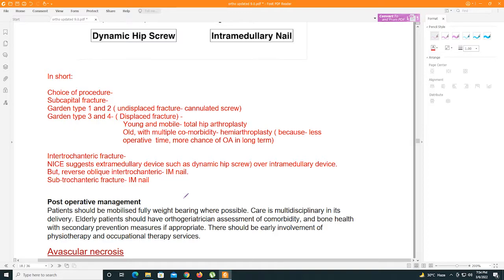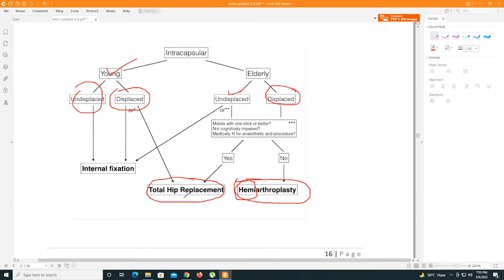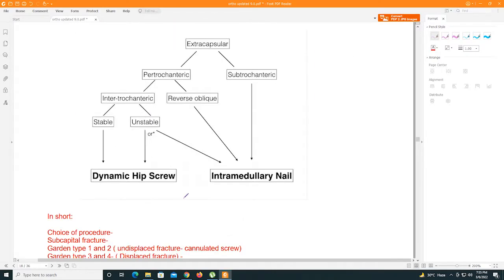So lastly, I tried to keep the video within 5 minutes, but it went into probably 15 minutes. But I hope the 15 minutes have been spent very well, and I have been successful to make you understand about the management and the pathology and the anatomy of hip fracture. Okay, you can pause here.